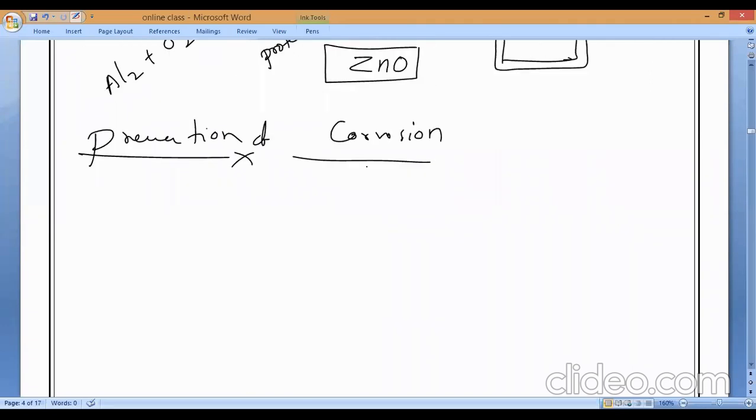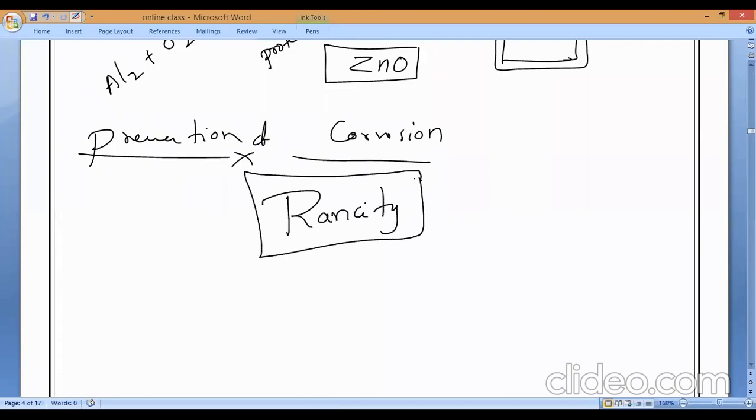So this is prevention of corrosion, and the last concept is rancidity, which is related to our food items, which we will wind up in the next class. Anyhow, it's already delayed. Sorry for the inconvenience today.